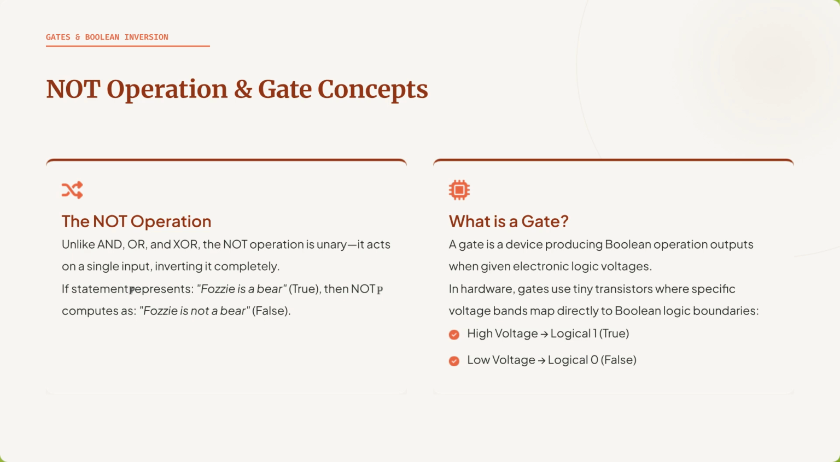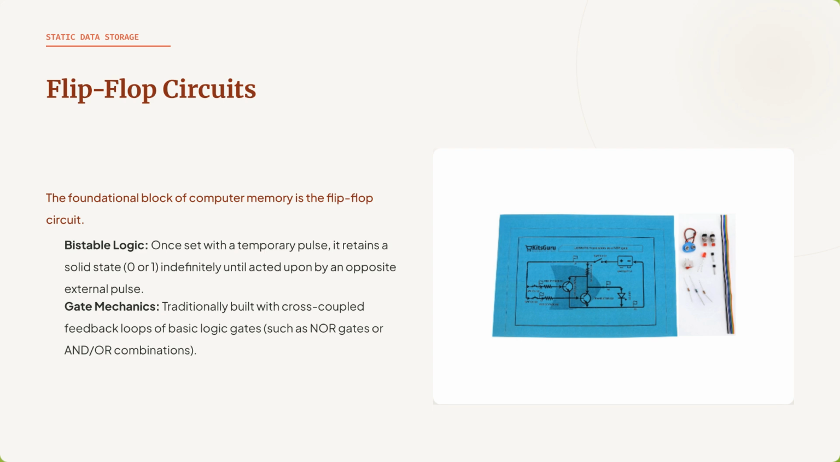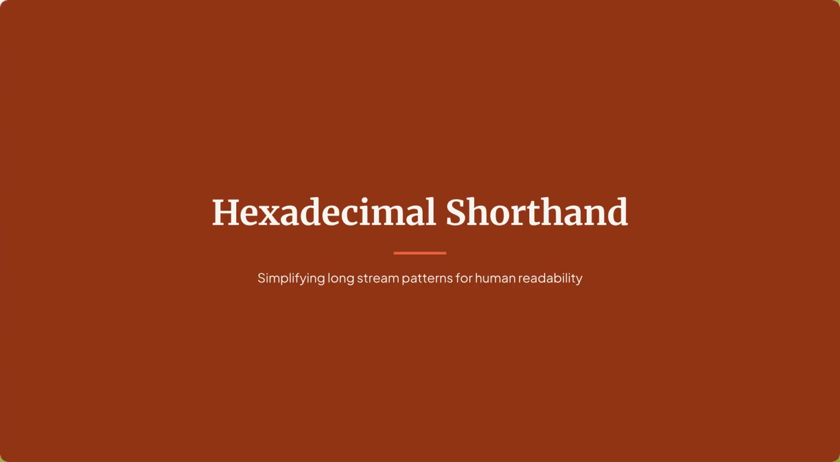Logic gates are physical devices, typically using transistors, that translate voltage levels, high for true and low for false, into these Boolean operations. Flip-flop circuits are the foundation of computer memory. They are bistable, meaning they can retain a single state of 0 or 1 indefinitely until a pulse changes it, typically using feedback loops. Next, we will look at hexadecimal notation, a useful shorthand that simplifies long binary streams to make them easier for humans to read.